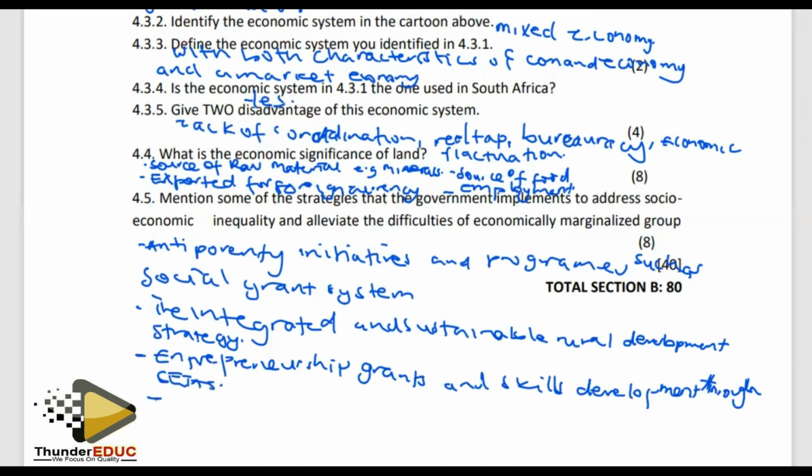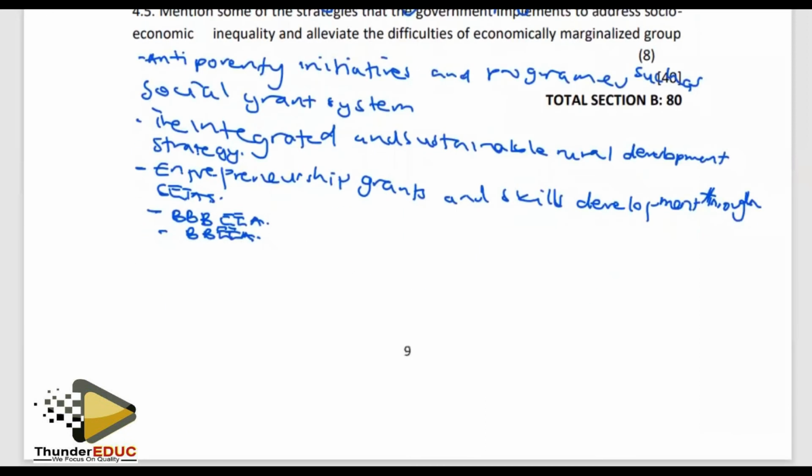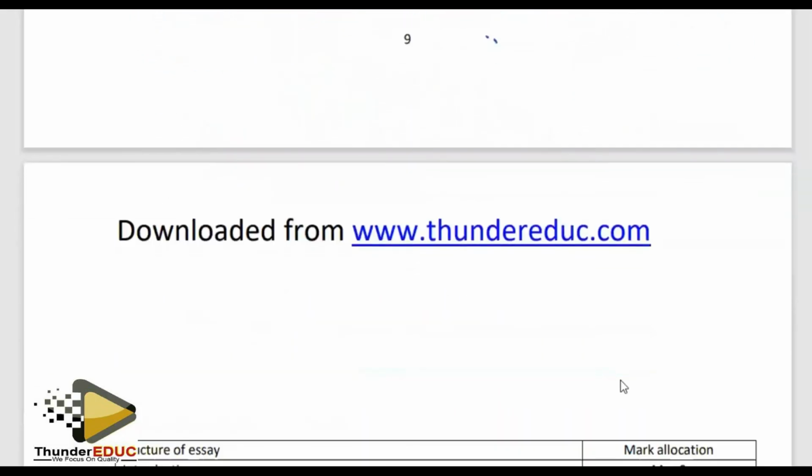There are so many, but last we can talk about the implementation of the Broad-Based Black Economic Empowerment Act, BBBEE. All these are intended to bring about equality. There are so many others. I wanted us to rush so that we can look at Section C and save time.